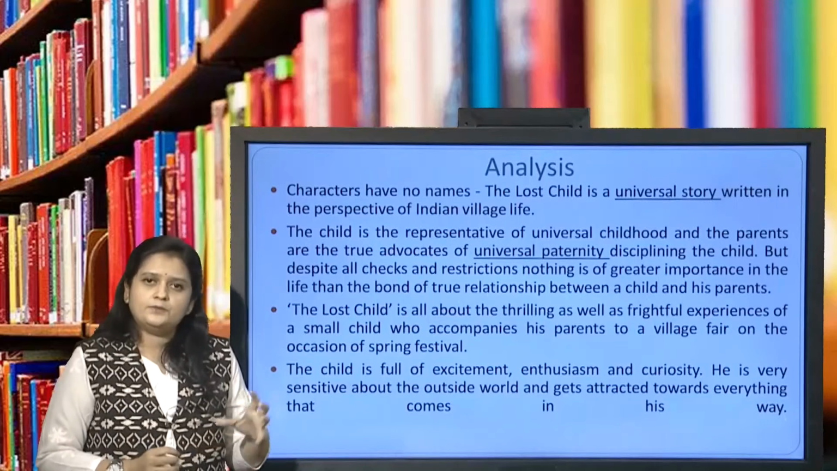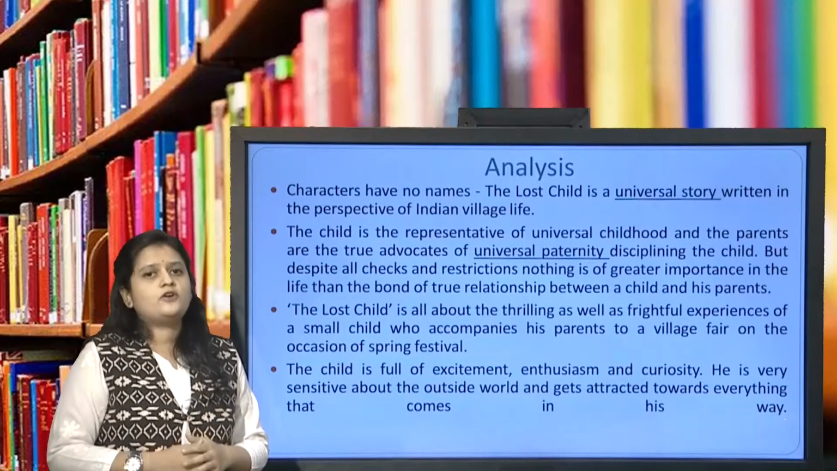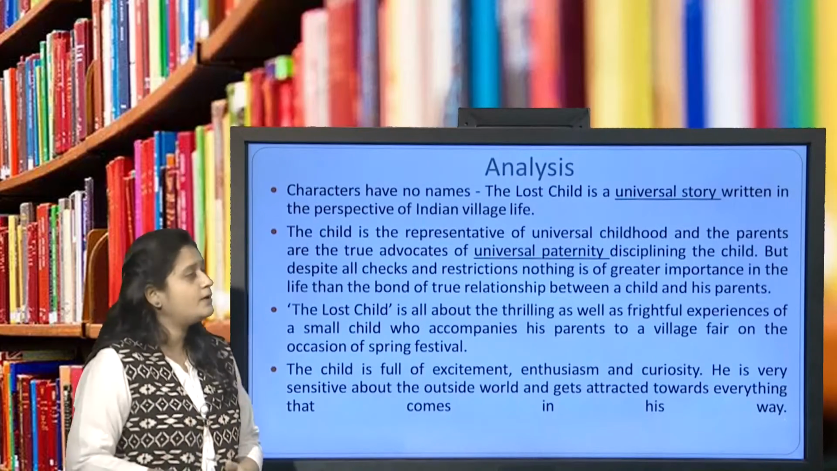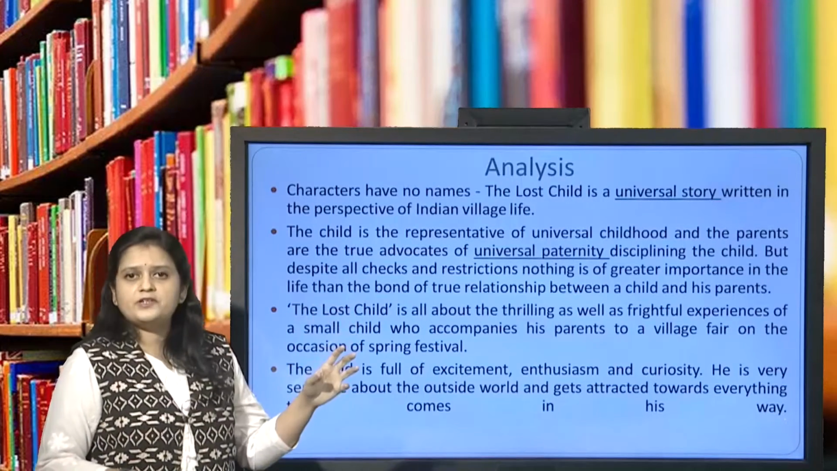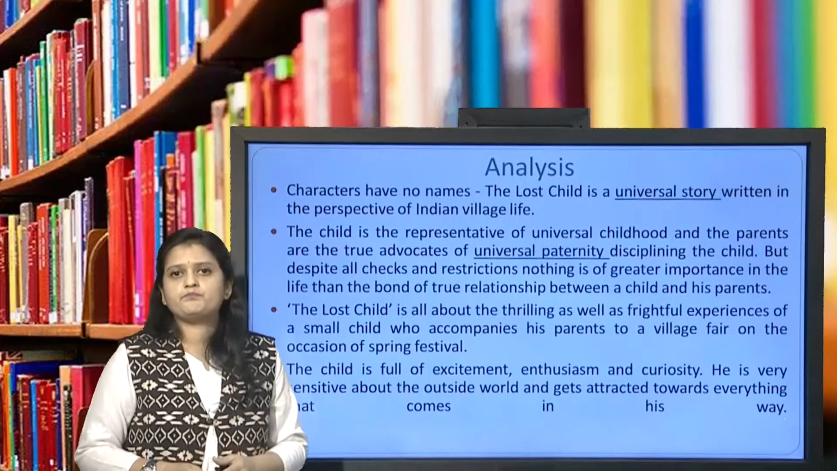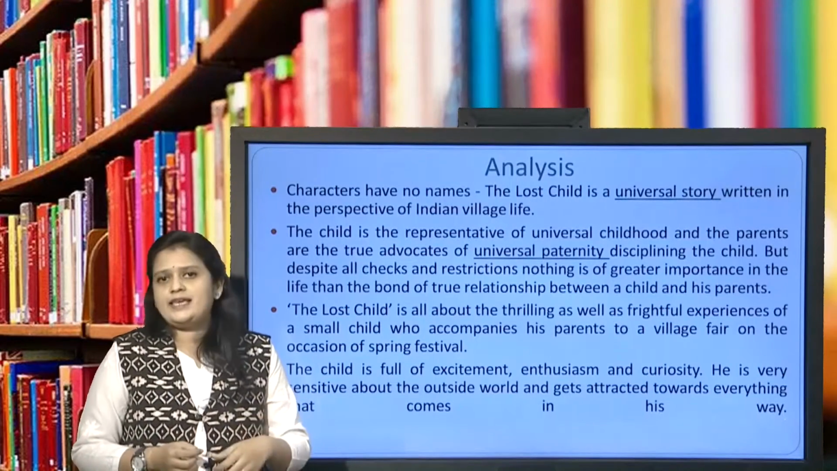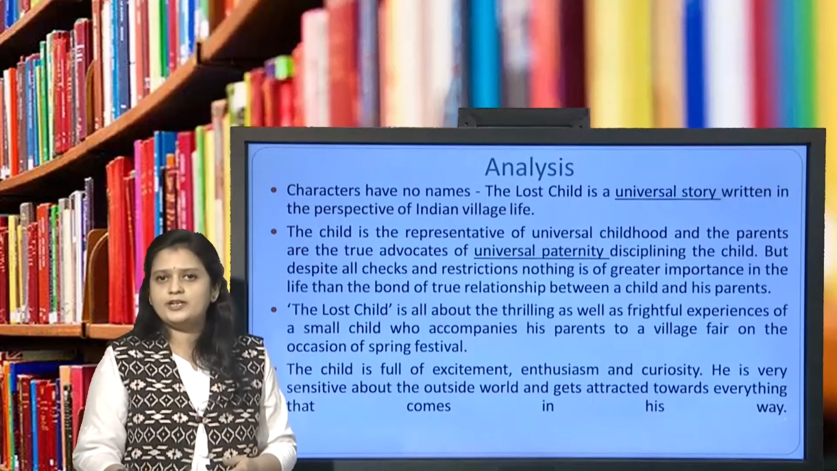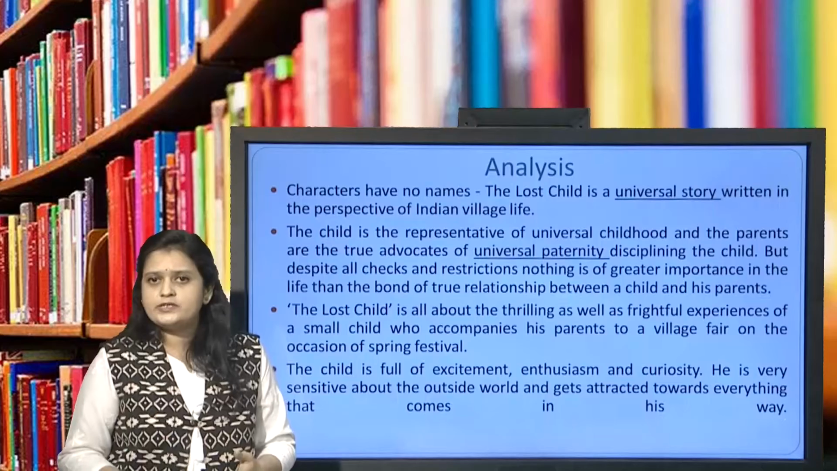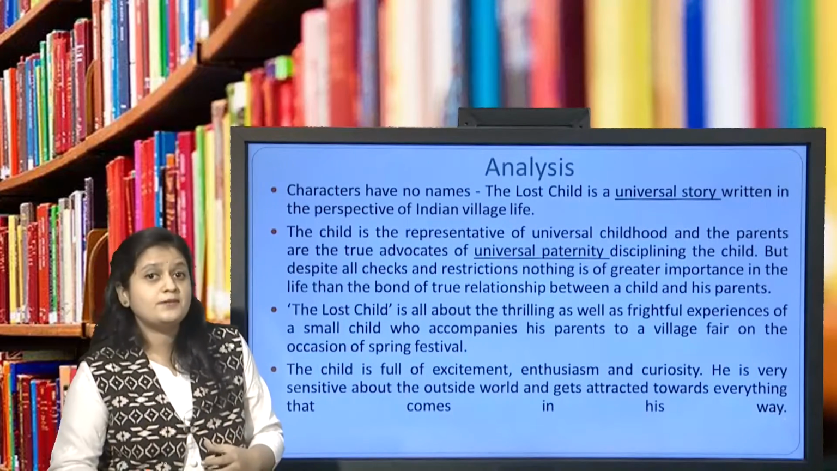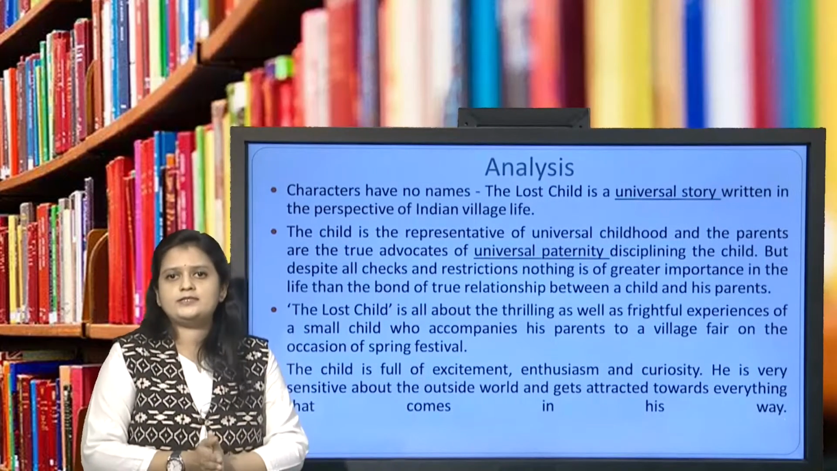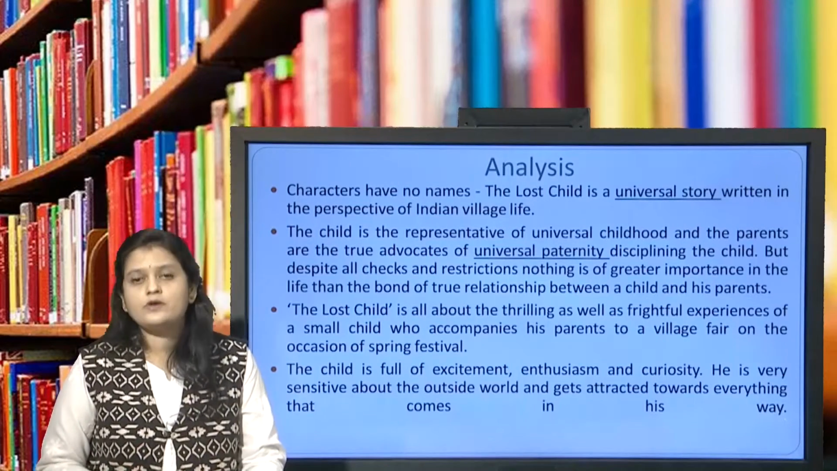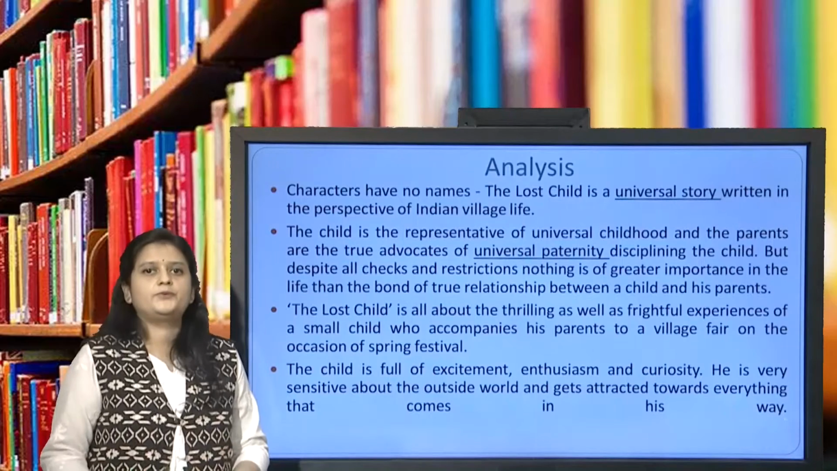The reason why Mulkraj Anand has done this is because he wanted to portray universality through the piece of writing. He has written a universal story which is applicable throughout the universe. Take any country and put this situation in that country. Forget about a village in India. Take, for example, a metro city of India, and there is a fair, or there is a busy marketplace, and a small child is lost, and he is unable to find his parents. So what would his reaction be? It would be exactly the same.